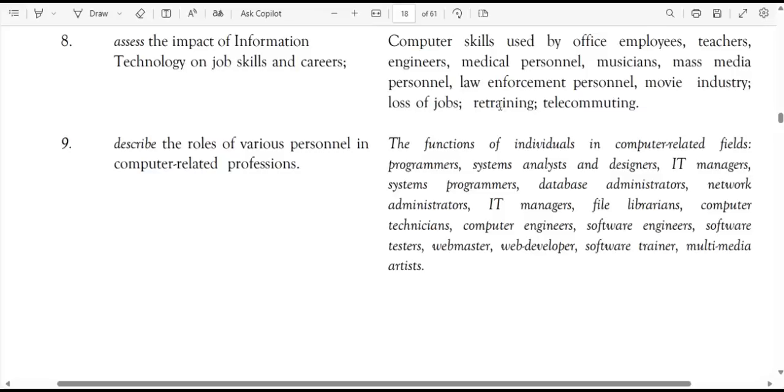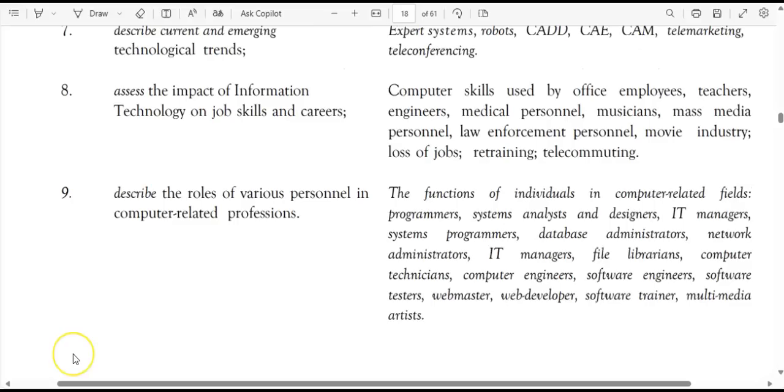Alright, now we're going to look at, I did promise, did I say I was going to look at telecommuting? Alright, let us look at telecommuting as one of the current trends in technology on job skills and career. Telecommuting, also called remote work or working from home, is when employees use technology to perform their jobs outside of the traditional office, usually from home.